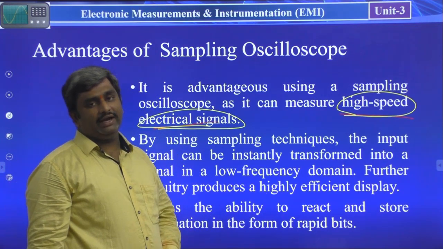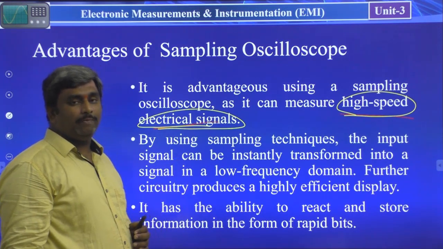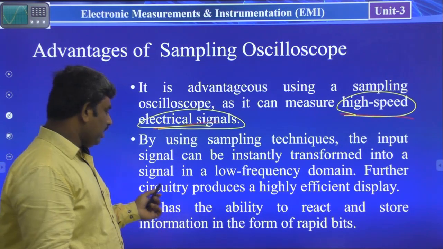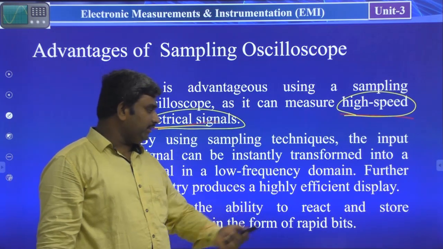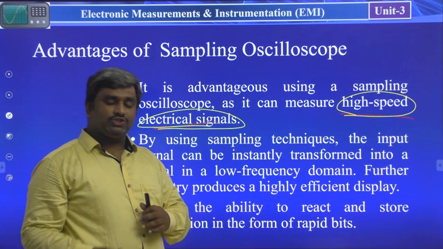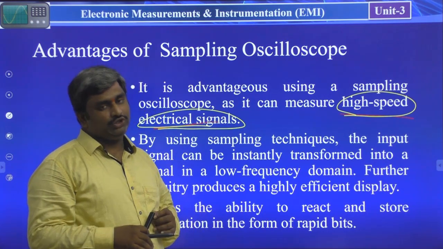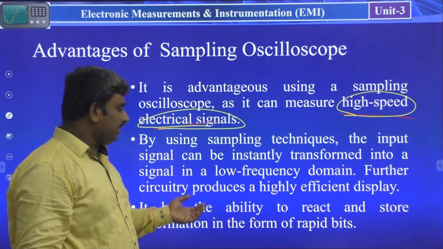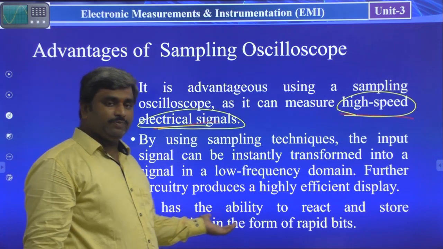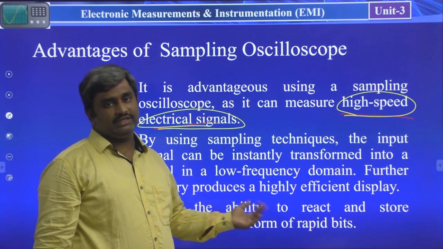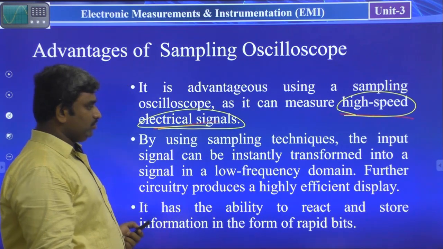For getting clearer signals and high resolution images, this type of sampling process is used in oscilloscopes. It has the ability to react and store information in rapid bits. It can store the information of different types of high resolution input signals, and it will display the stored information in real time. This is about the sampling oscilloscope.